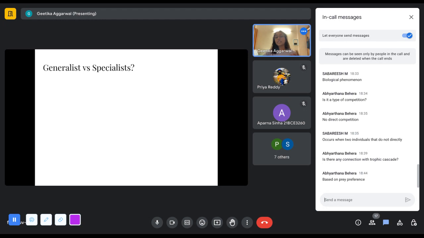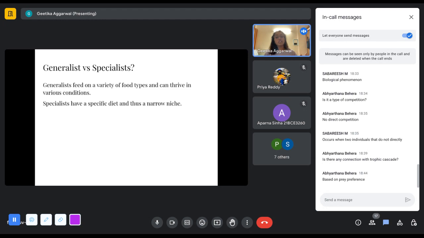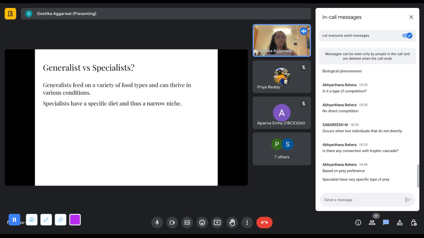Okay, so basically, a generalist is a species that can feed on a variety of food types, and not just food types, it can also thrive in a variety of different conditions. Say, if you're talking about temperature conditions, the amount of rainfall, humidity, or the different elevations that an organism can live at, or the different areas it can get its food from. So that would fall under a generalist species.